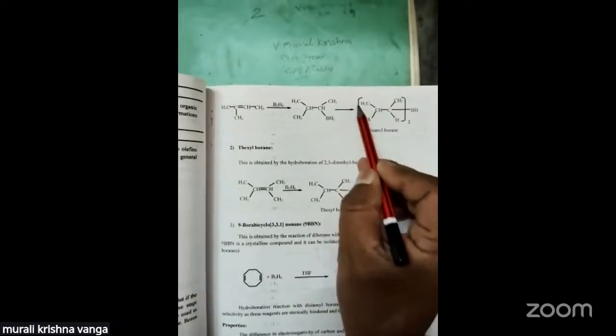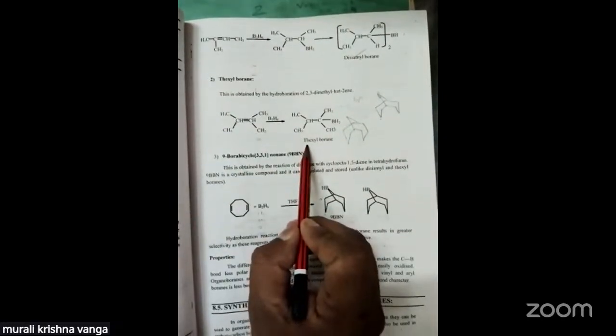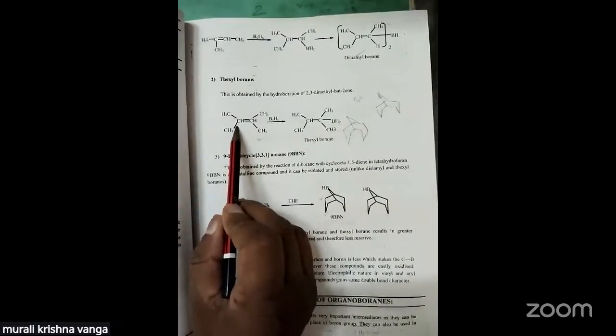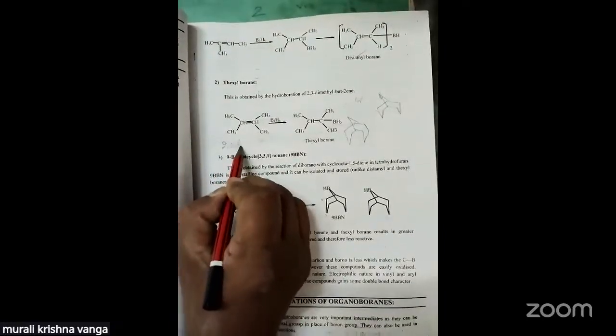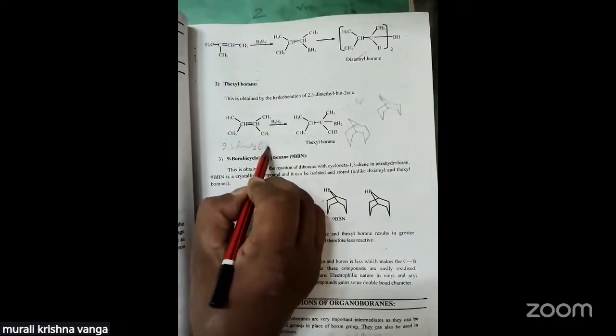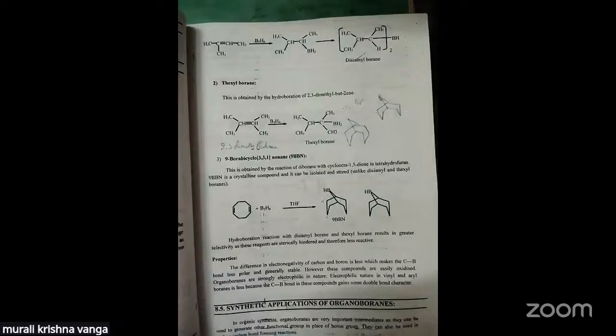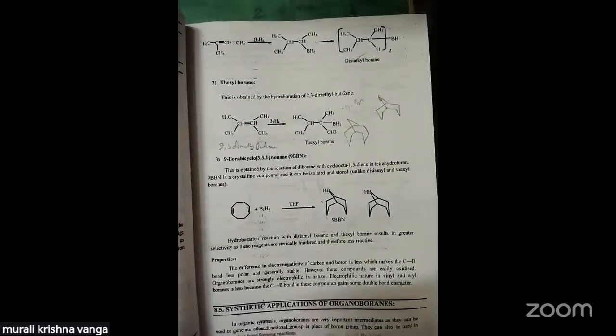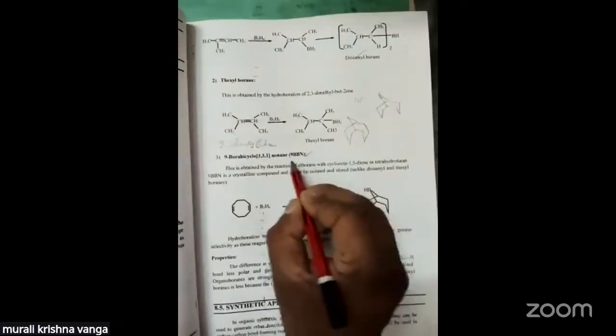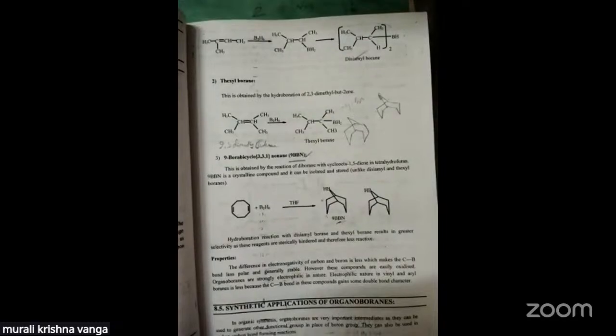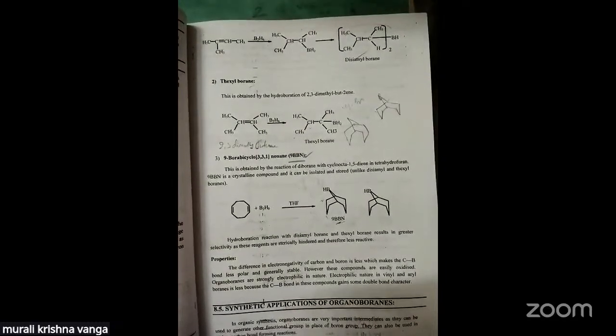This is the structure of disiamylborane, and this is thexylborane. When 2,3-dimethylbutene reacts with diborane, it gives thexylborane. And this is the structure of 9-BBN. Disiamylborane, thexylborane and 9-BBN are some of the important organoborane reagents.